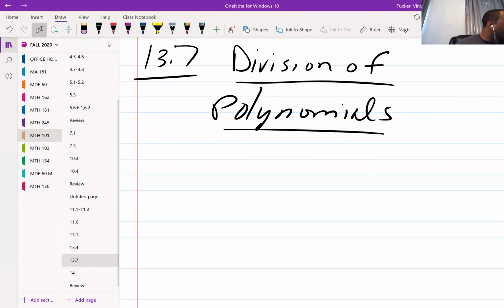Right, 13.7, division of polynomials. Directions here would just be divide.